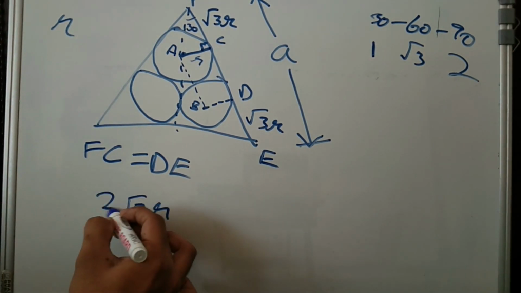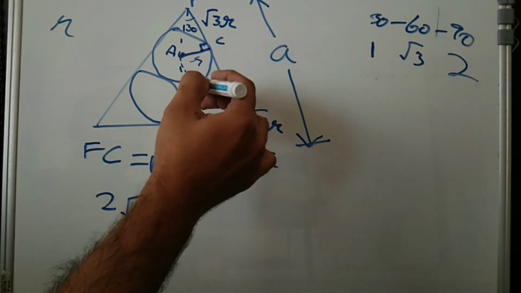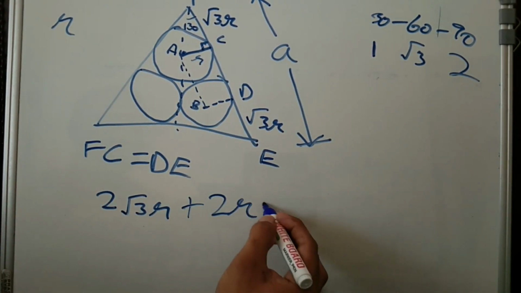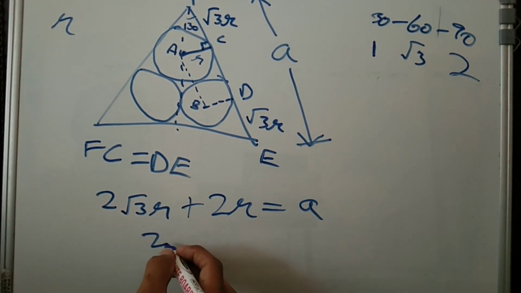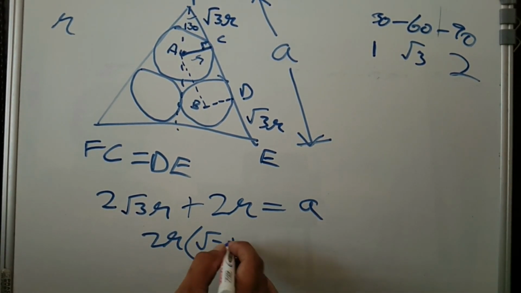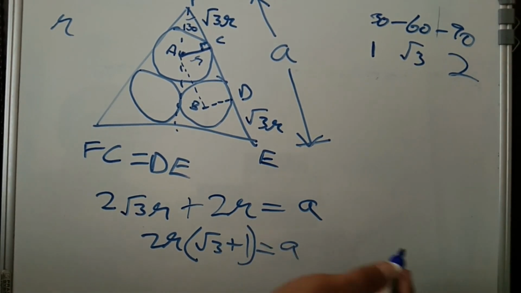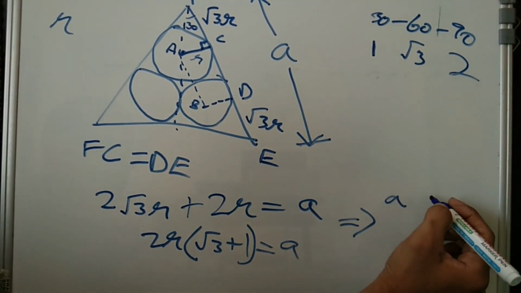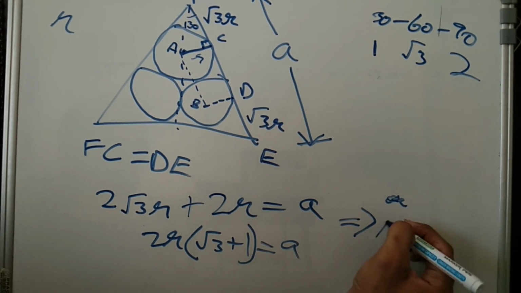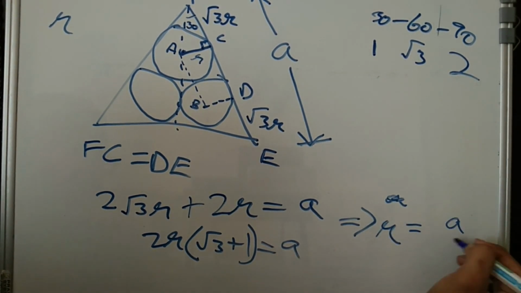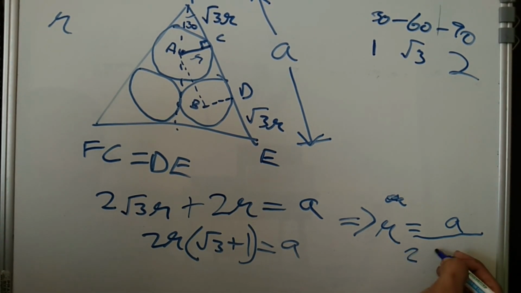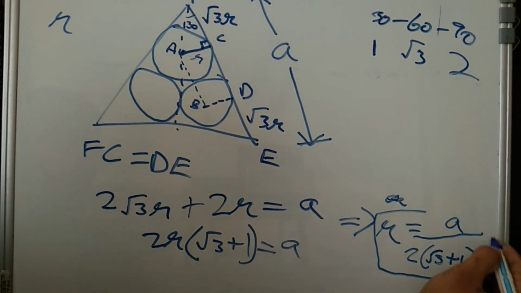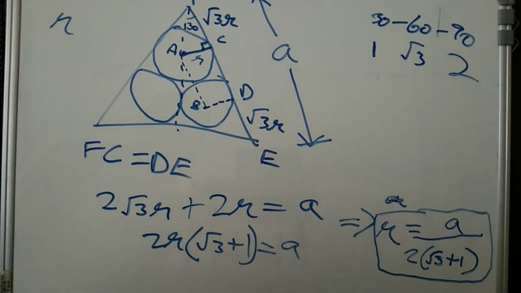So root 3 R plus root 3 R, 2 root 3 R, plus this will be 2 R. CD is same as AB, so this will be plus 2 R, that will be equal to A, and if I take 2 R common, root 3 plus 1 is equal to A. So the relation between A and R is basically this: R is equal to A upon 2 times (root 3 plus 1). This is the relation that we derived over here.